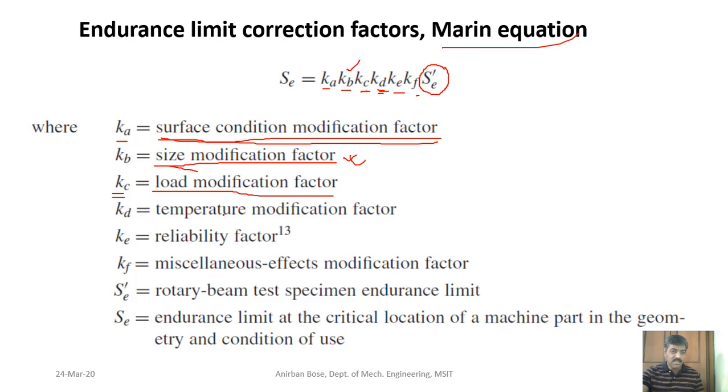Kd is the temperature modification factor. Depending upon the temperature, the endurance limit is going to vary, and that is why the temperature correction is to be done, and that is incorporated in this particular constant Kd.